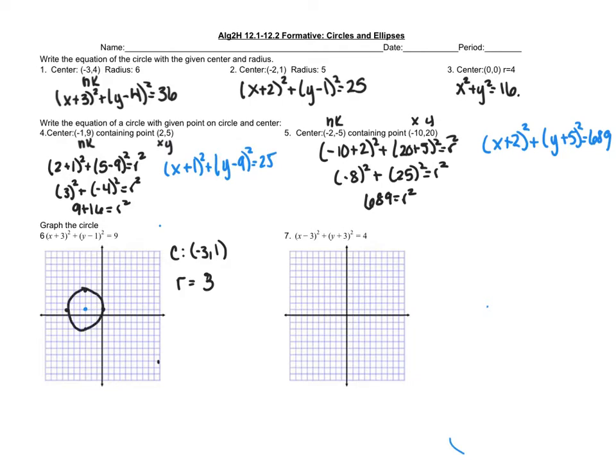For the next one, my center is at 3, negative 3. And my radius is the square root of 4, which is 2. So my center is 1, 2, 3, 1, 2, 3. And my radius is 2. So up 2, right 2, down 2, and to the left 2.